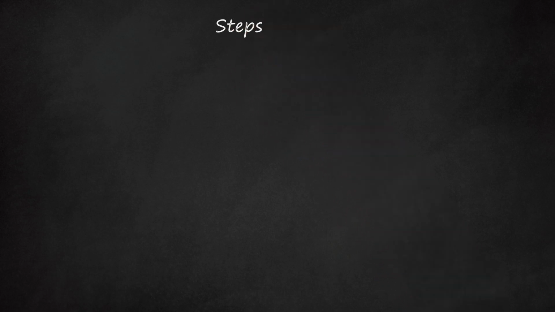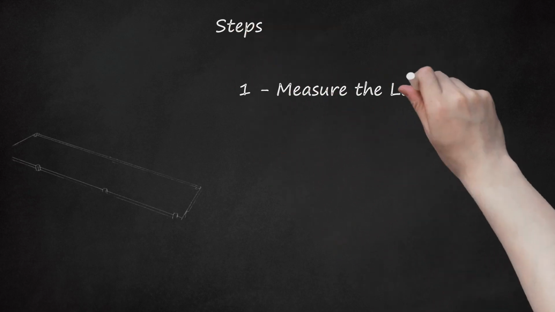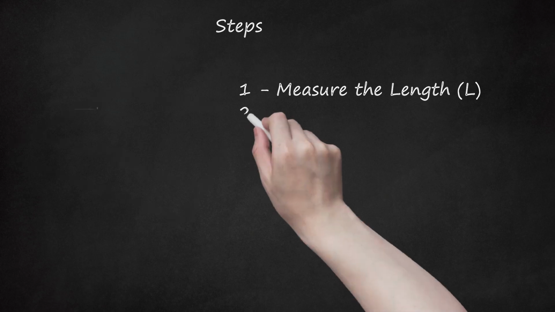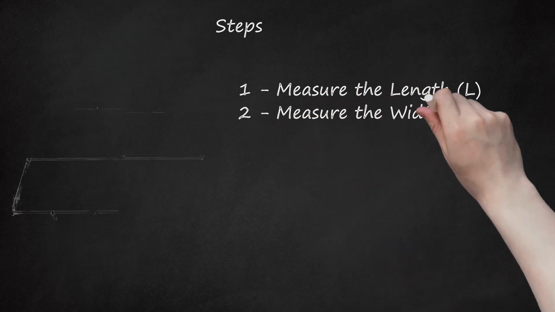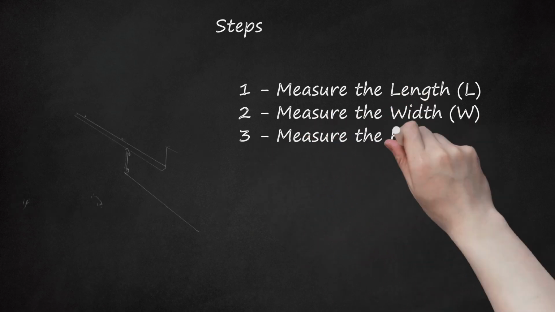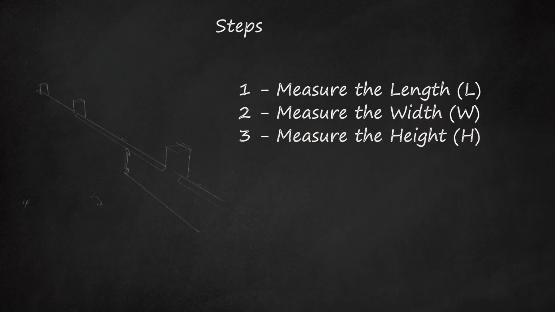Steps. 1. Measure the length, L. For an example, let's say it's 12 feet 6 inches, 15.2 centimeters. 2. Measure the width, W. For example, let's say it's 15 feet, 4.6 meters. 3. Measure the height, H. For example, let's say it's 3 and 3/4 inches.